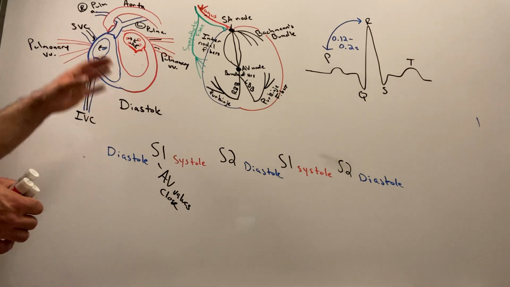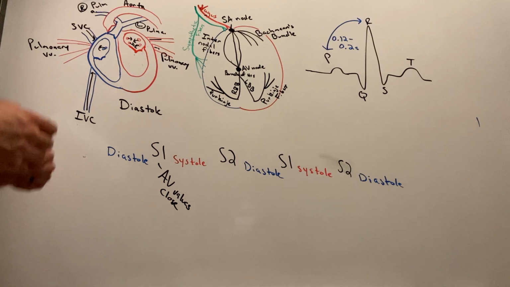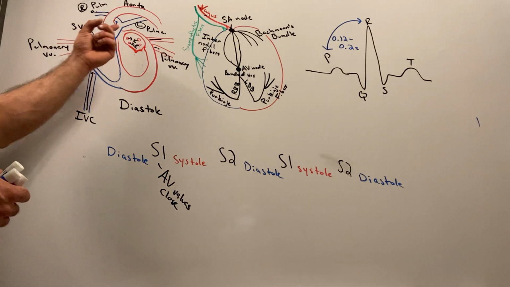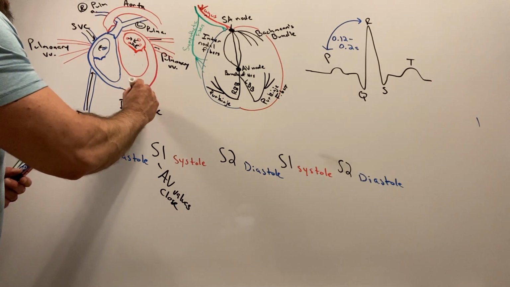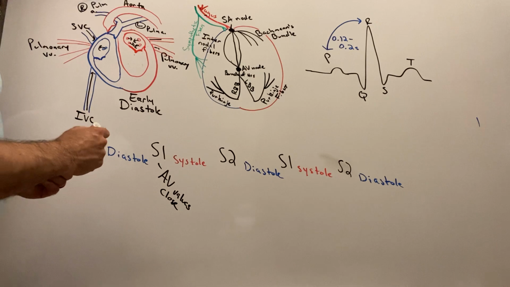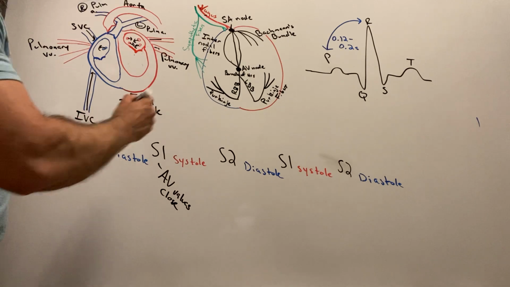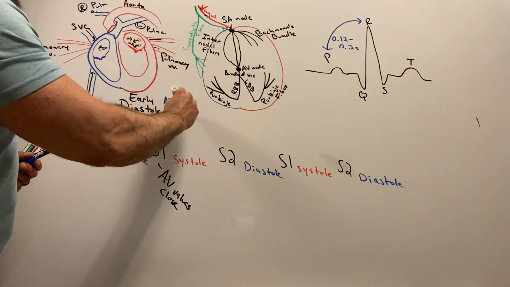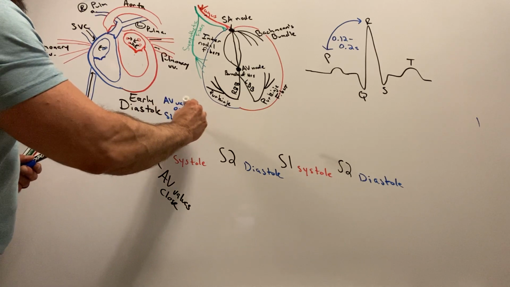So early diastole, the heart's filling, AV valves are open, semilunar valves are closed. Late in diastole, the atria contract, AV valves are closed, and the semilunar valves are closed as well. Okay, so you could break that down to early diastole and late diastole. So early diastole: AV valves open, SL valves are closed.